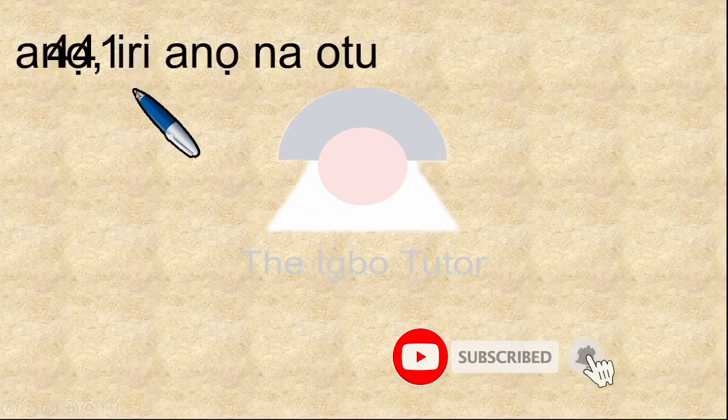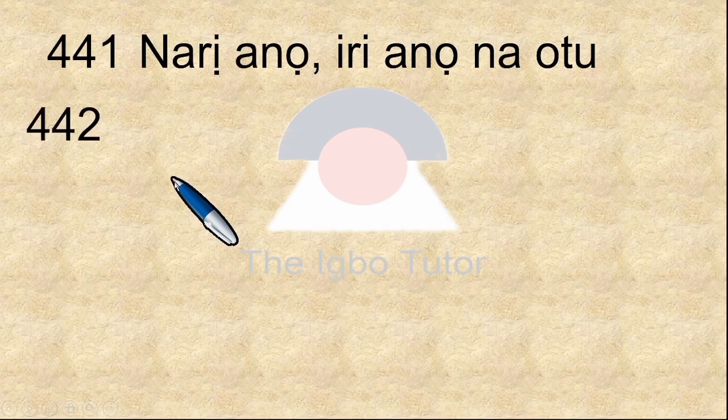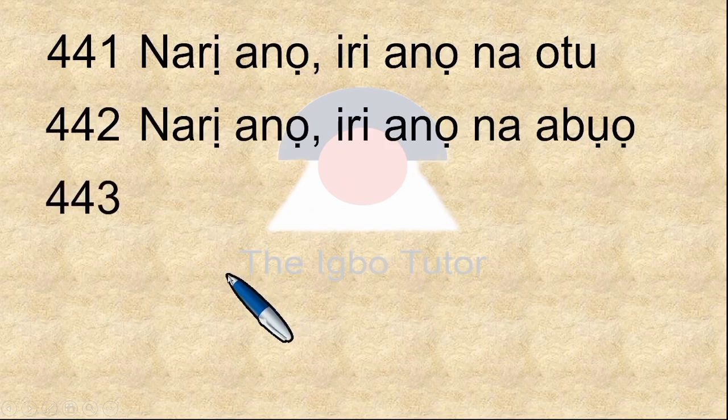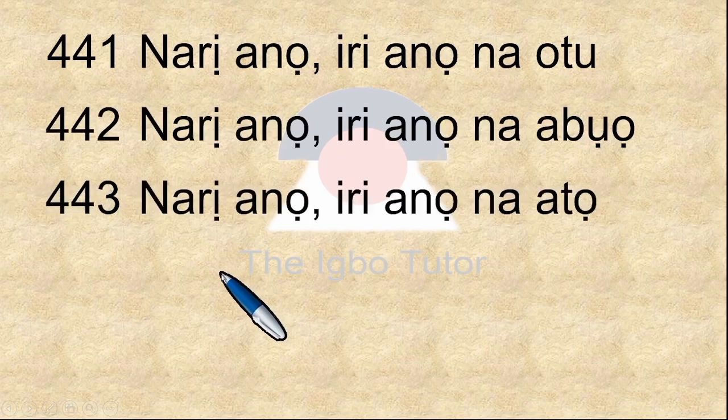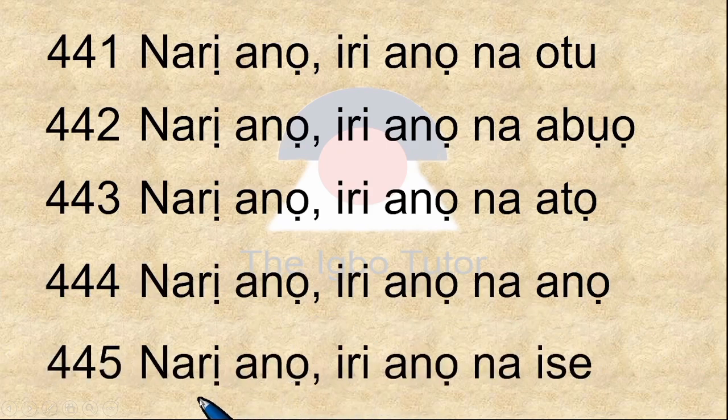441. What is that? Nari ano iri ano na otu. 442. Nari ano iri ano na abuo. 443. Nari ano iri ano na ato. 444. Nari ano iri ano na ano.